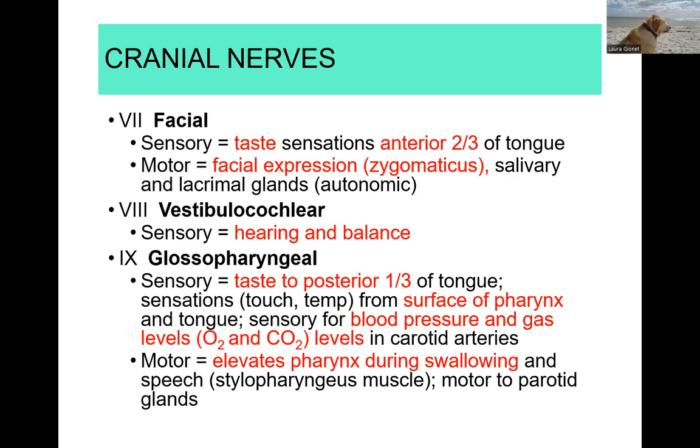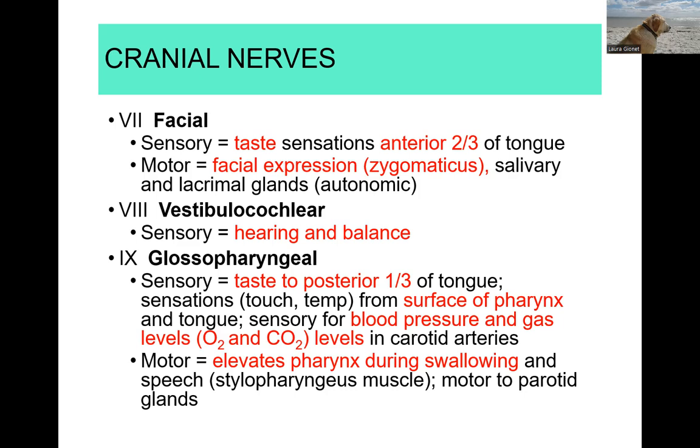It conveys sensory for blood pressure and gas levels from the carotid arteries specifically, so right there in the neck, those are from those baroreceptors and the chemoreceptors found in those regions. And so they're going to be carried in glossopharyngeal. The motor component elevates the pharynx during swallowing and speech. It's called the stylopharyngeus muscle.